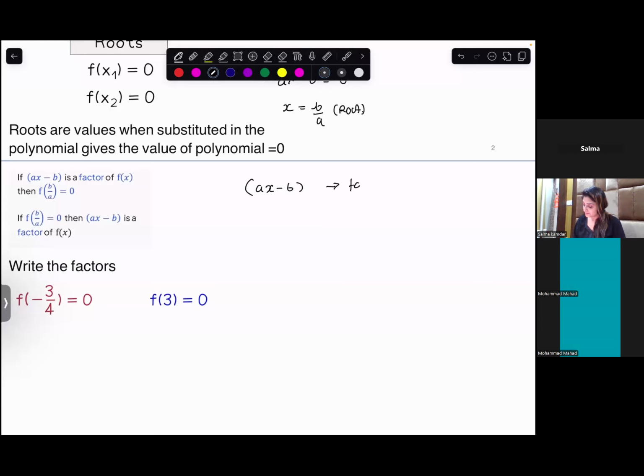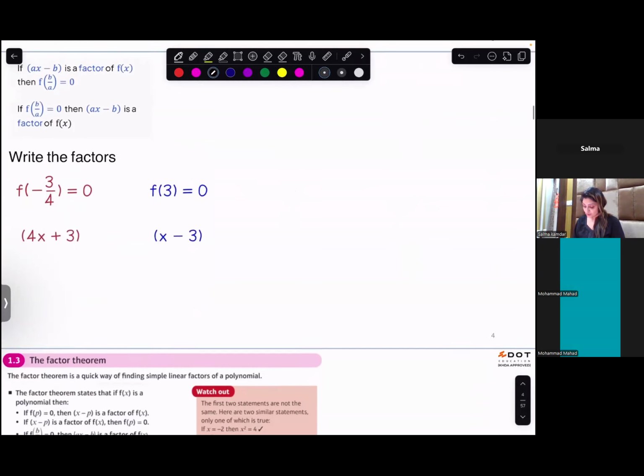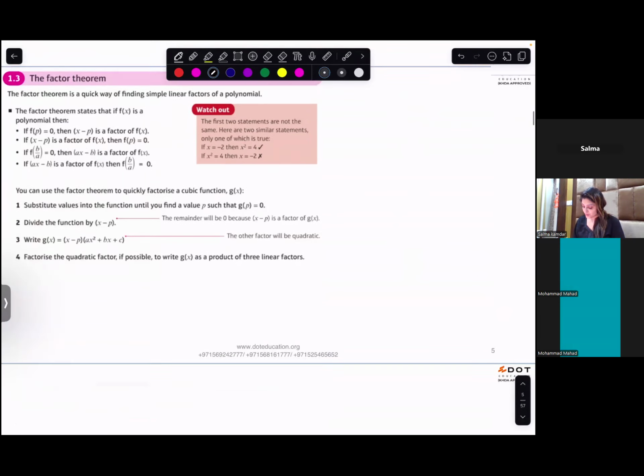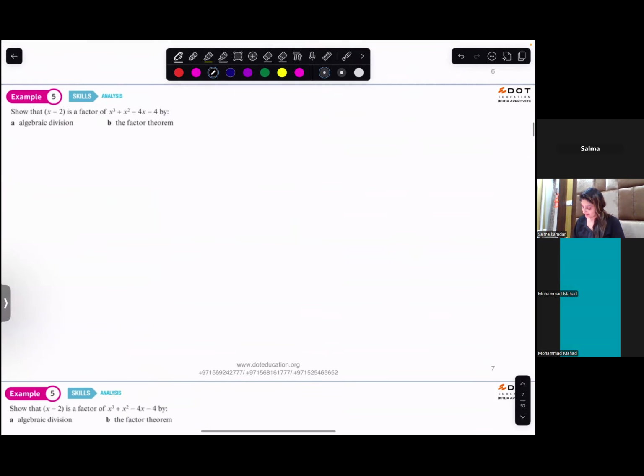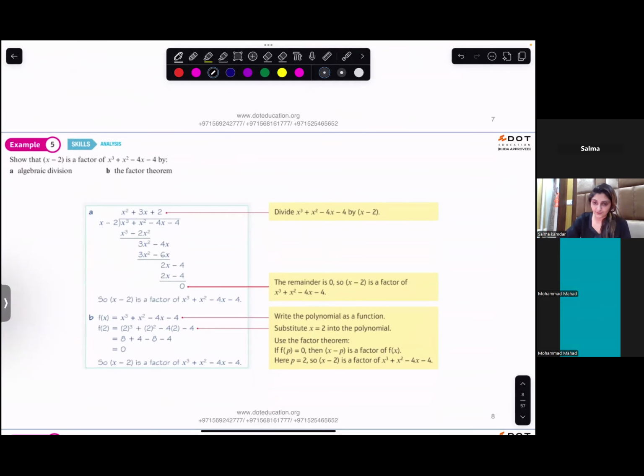x is equal to b divided by a. If bx plus c is a factor, can you give me the root? Minus c divided by b. So you should clearly know how to distinguish between a root and a factor. This is all there in the factor theorem.